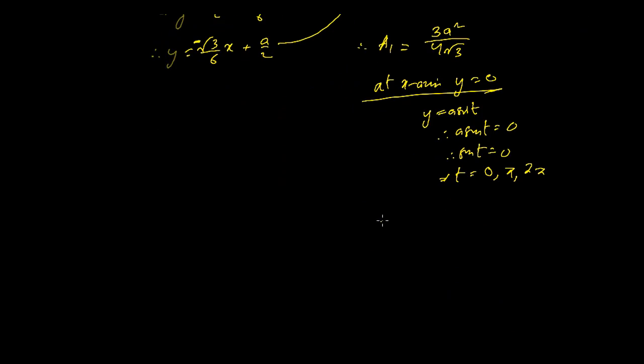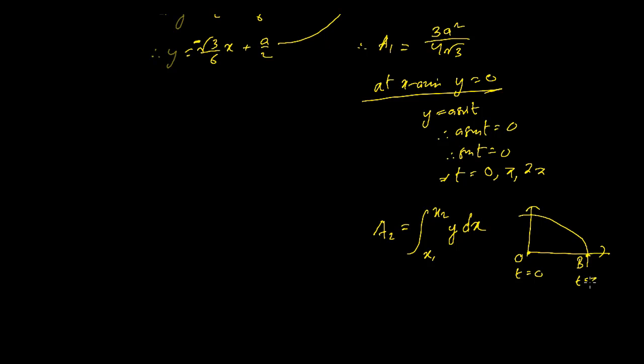So we can write area 2 equals the integral from x1 to x2 of y dx. This is the area we're looking for. So this is O, this is B. At O, t equals 0, at B, t equals pi. Remember, we need the first two only. So this is the curve. The curve has y equals a sine t. This is the equation of the curve, and we are looking for this area.